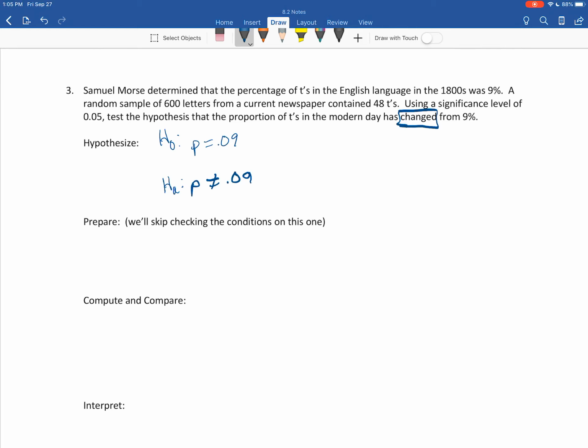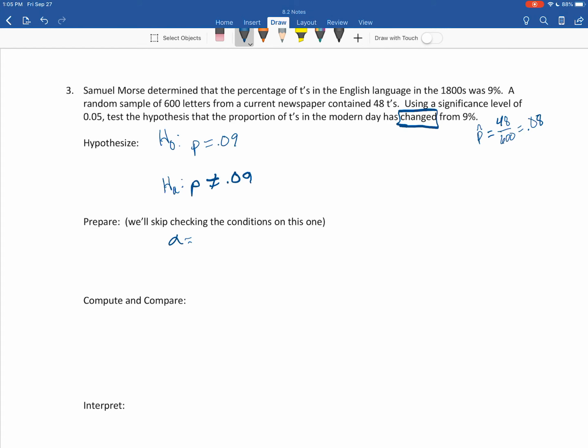They didn't tell us, again, in this one, but we can calculate it. Our p hat, what's our sample proportion? In this sample, it was 48 T's out of 600. And if you divide that out, you get 0.08. So not a huge difference, honestly. We think it was 9%. We're trying to show it was something different, and our sample showed 8%. So a little bit different, but not a lot different. So I don't know if this is going to be enough evidence or not.